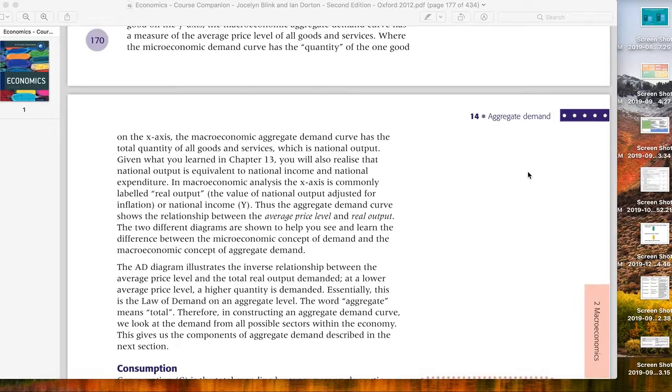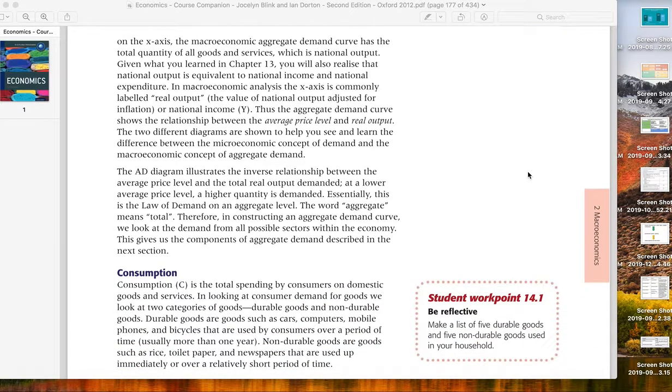The aggregate demand curve shows a relationship between average price level and real output. There are two different diagrams there to help you see the difference, so don't confuse the two. The word aggregate pretty much just means total. So whenever you're making an aggregate demand curve, you're going to look at the demand from all the sectors of the economy. And that's what creates this aggregate demand.